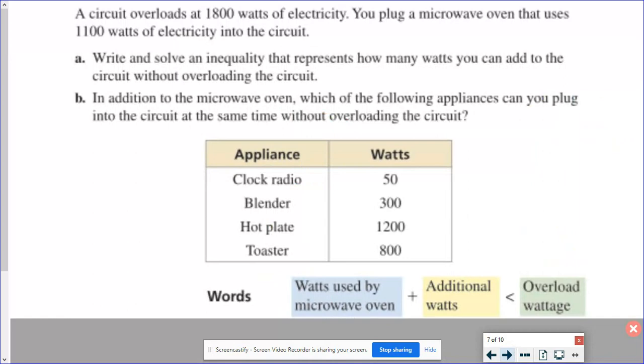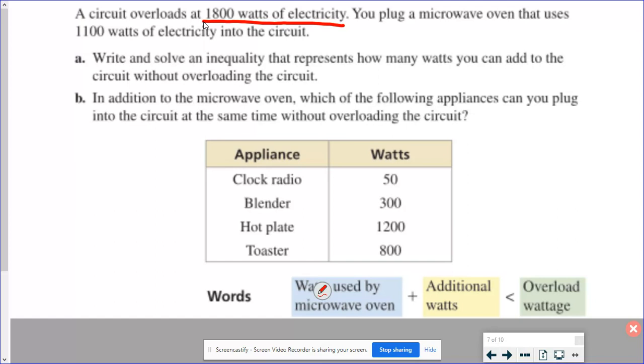All right, this one, I know there's a lot of reading on this, but some houses that don't have a real good electric system, you can pop your circuits, or you have to flip your circuit breakers depending on what kind of thing you have. So this particular circuit overloads at 1800 watts. That means that if you use 1800 or more, it's going to blow the circuit. Okay, so you're using a microwave and that uses 1100 watts. That's already plugged into the circuit. I want to write an inequality that shows how many more watts I can use.